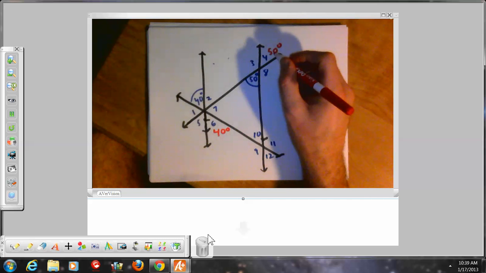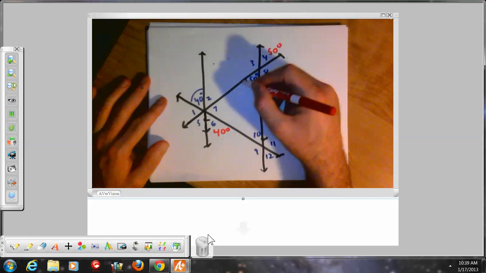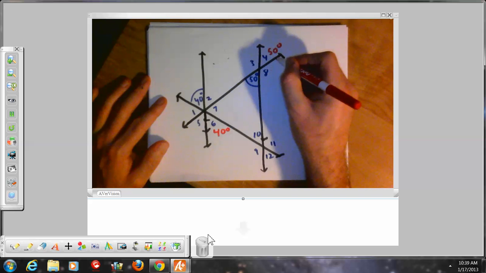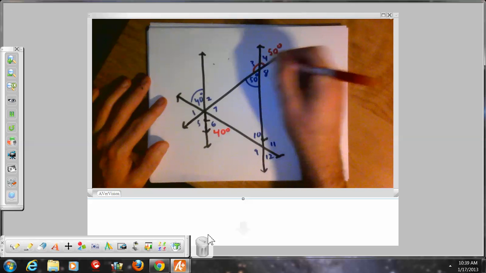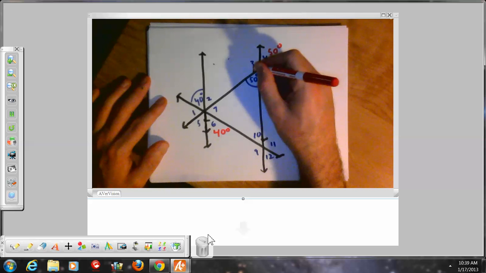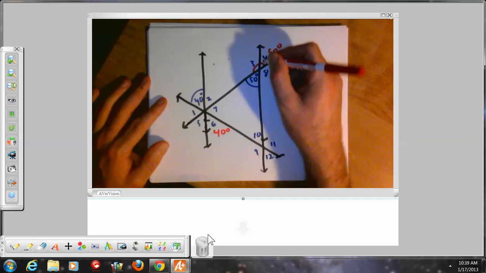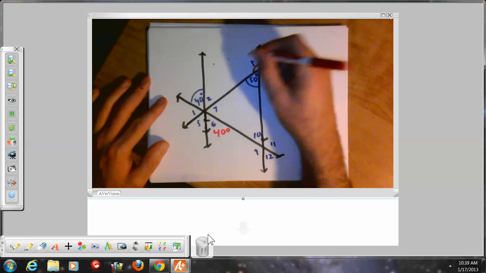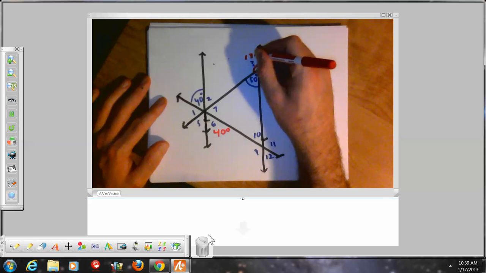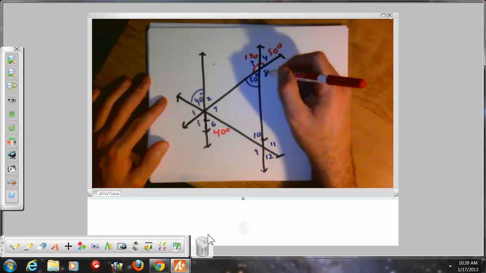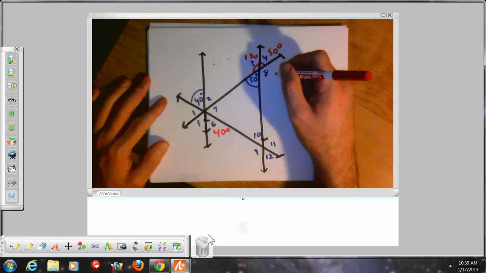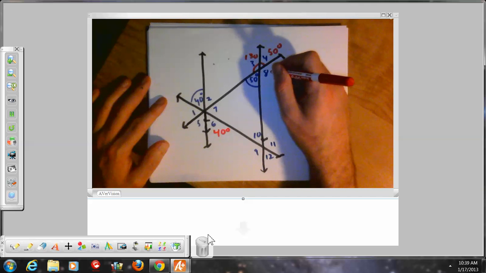Okay. Now, look over here. What do we know here? We know that, look, this is a straight line. We know this angle and this angle are supplementary. Right? You see this straight line over here? So this is 50 degrees. This is going to be 180 minus 50 degrees. So this angle here is going to be 130 degrees. Now these two angles, 3 and 8, are vertical again. So this angle over here is also going to be 130 degrees.